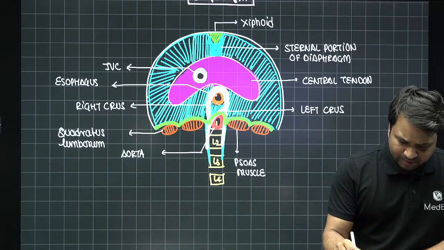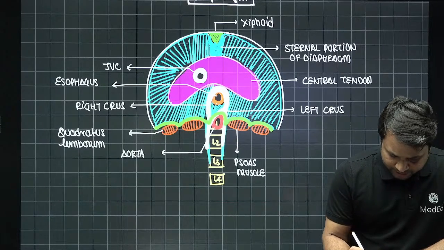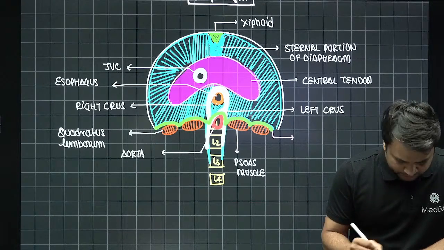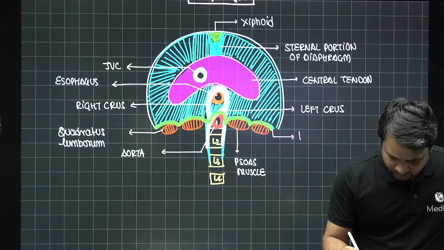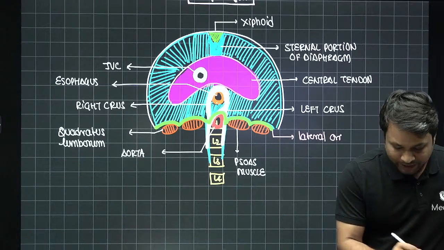So we're just going to name them. When you look at this, this is what we call the lateral most structure. This is your lateral arcuate ligament.